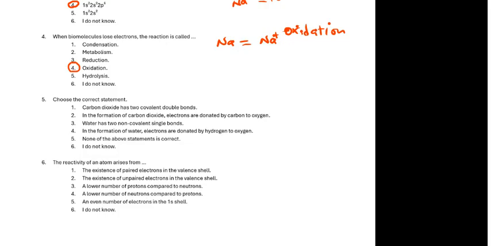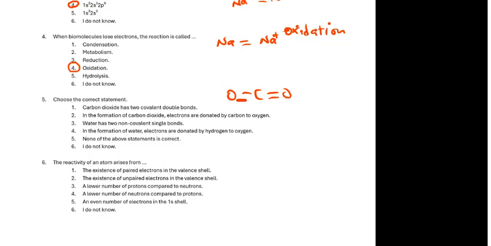Choose the correct statement. Carbon dioxide has 2 covalent double bonds. So the structure of carbon dioxide is like this. Yeah, so this is true. We have 2 covalent double bonds. In the formation of carbon dioxide, electrons are donated by carbon to oxygen. This is not true. They share electrons.